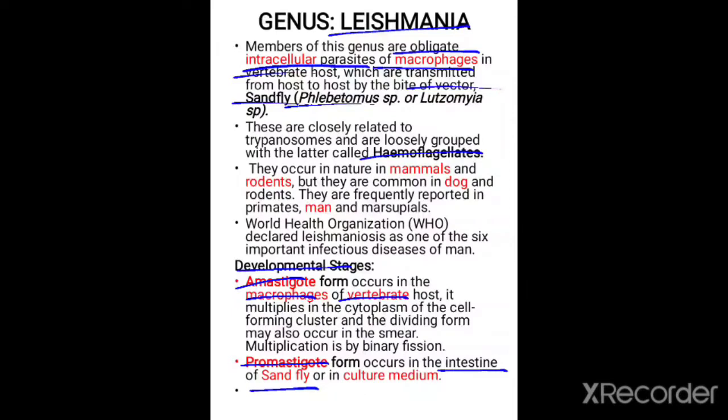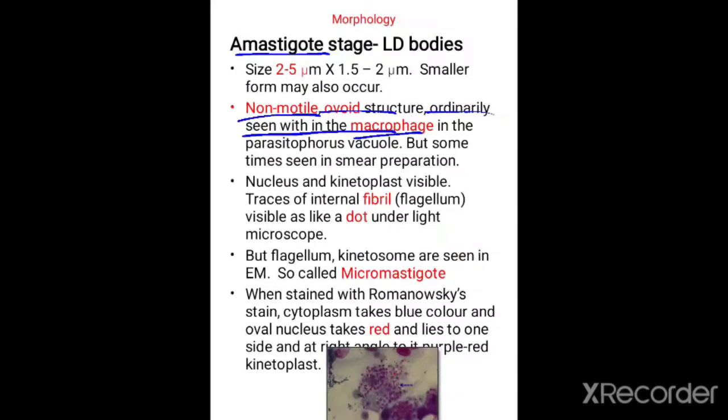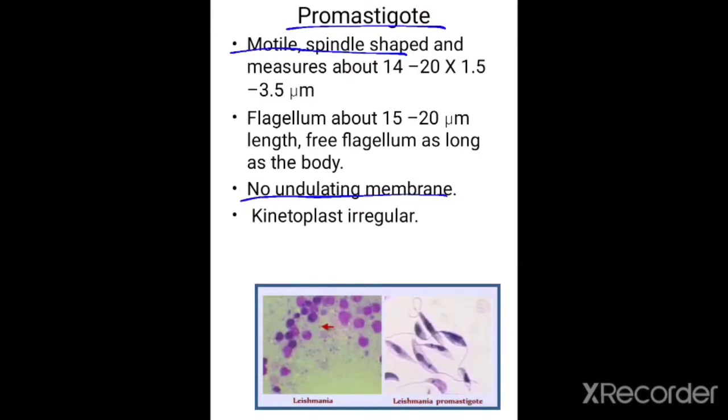Those are an amastigote form, which occurs in the macrophage of the vertebrate host, and a promastigote form, which occurs in the intestine of the sandfly or vector. Now let us come to the morphology of the amastigote form. The amastigote form is devoid of flagella, therefore it is non-motile and ovoid in structure. Ordinarily they are seen within the macrophage. And the promastigote forms are motile, spindle shaped with no undulating membrane.